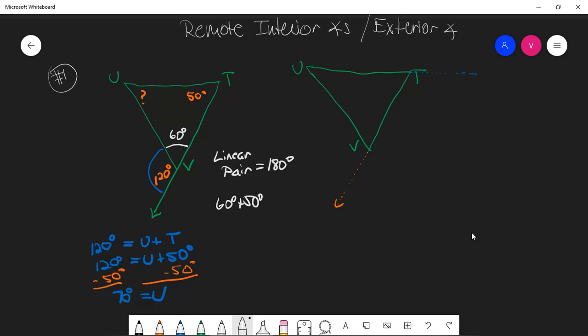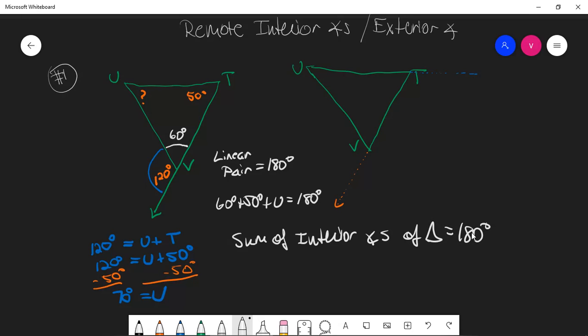And then 60 plus 50 plus angle U, all the triangle angles add up to equal 180, right? So the sum of the interior angles of a triangle equals 180. I think you know that already, right? So this plus this plus this, V plus T plus U, all equals 180.